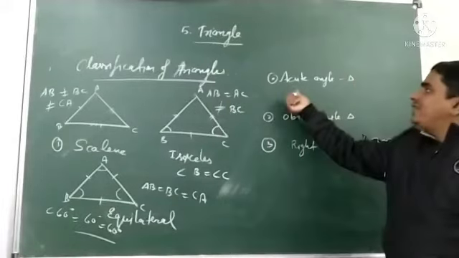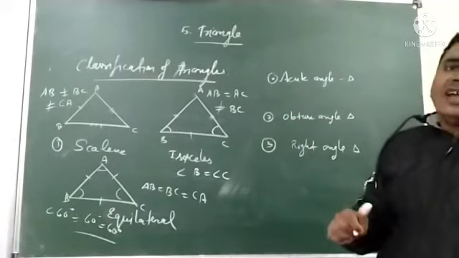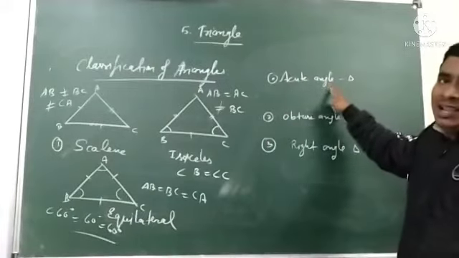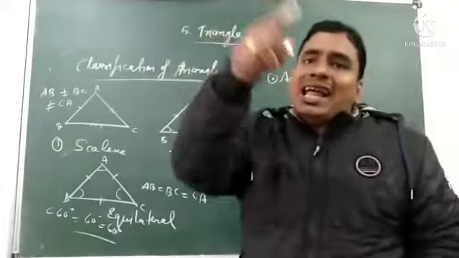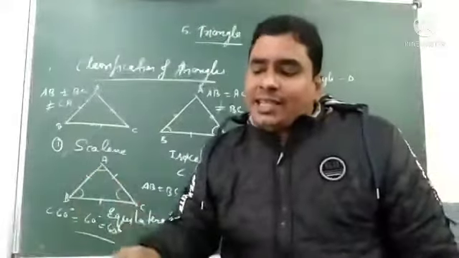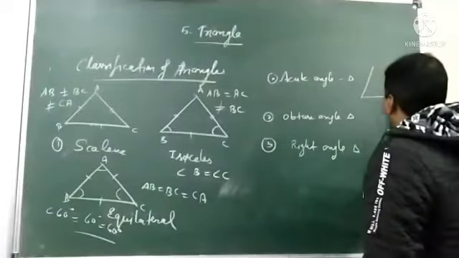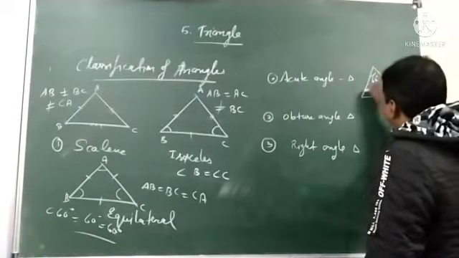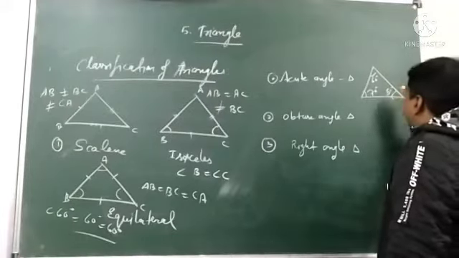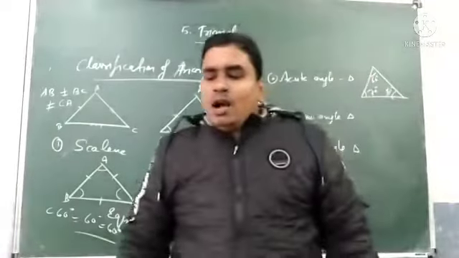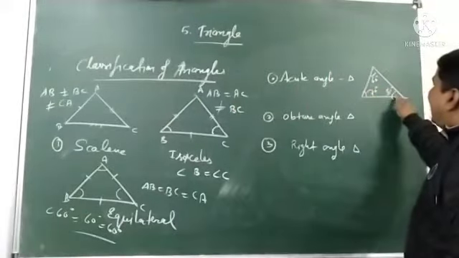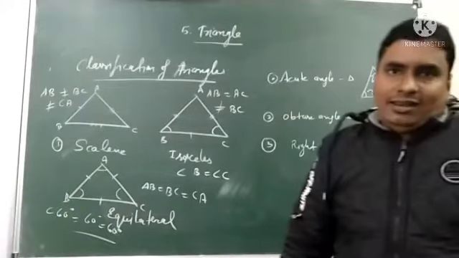Now, the second way, we can classify the triangle on the basis of angle. First one, acute angle triangle, in which all interior angles of the triangle are less than 90 degrees. For example, see, this is 60 degrees, this is 70 degrees, and how much is this? 50 degrees. Okay? All angles inside are less than 90.